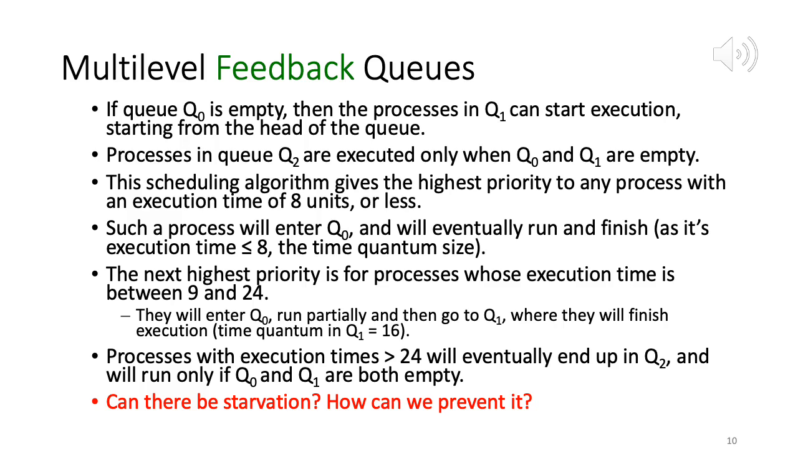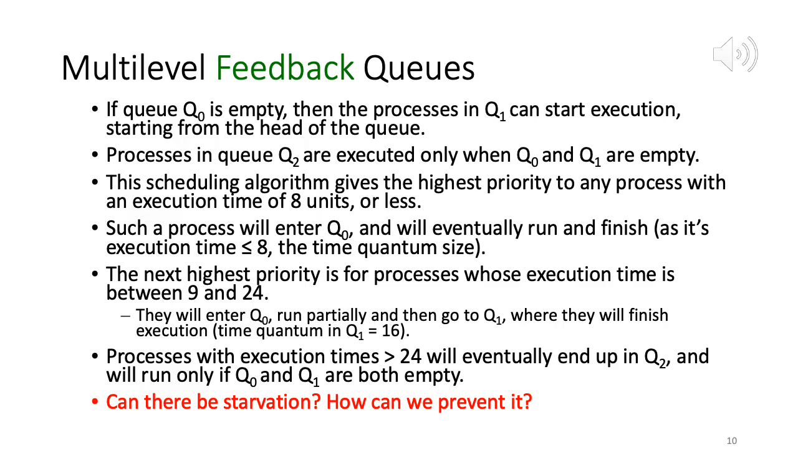Okay, so the scheduling algorithm gives highest priority to any process with execution time of 8 milliseconds, 8 units or less, because such processes enter Q0 and get out of Q0. Note that whenever a process has to jump from one queue to the other, that's additional overhead. Additional code has to be run, and when it enters the new queue, it always enters at the back. So that wait time is also added, right? Such a process will enter Q0, eventually run and finish.